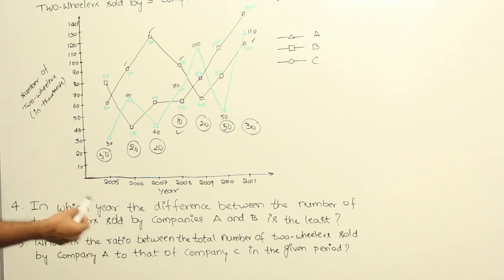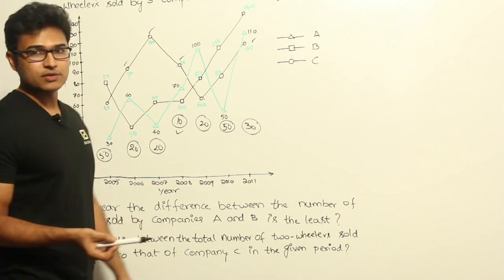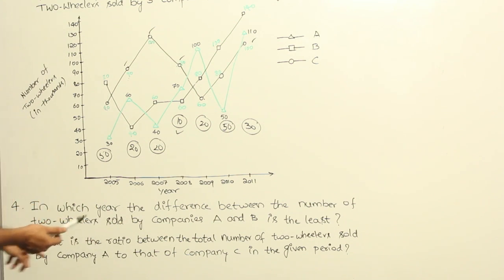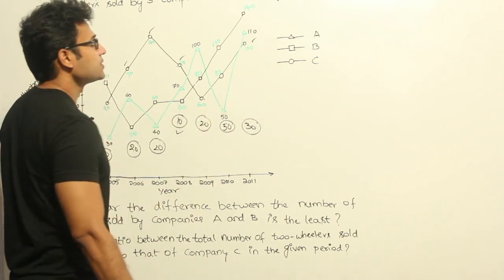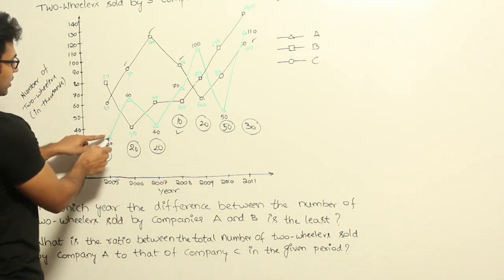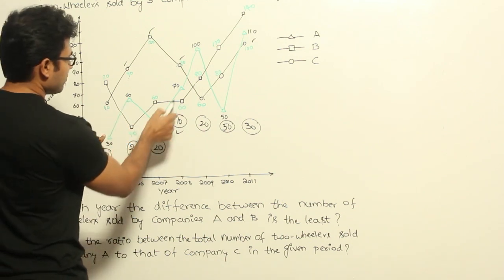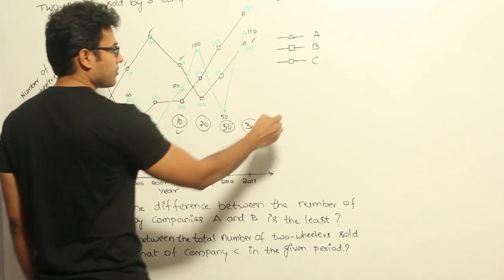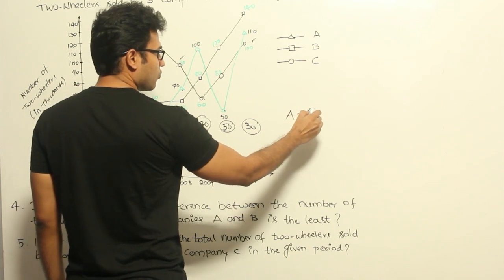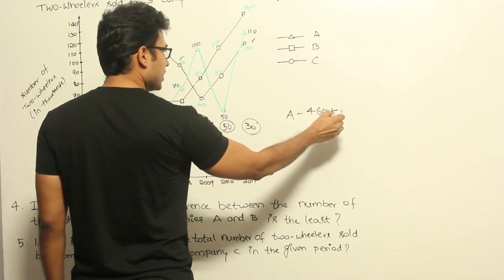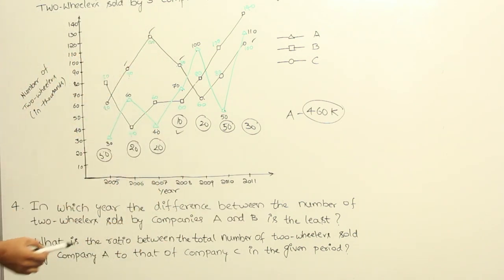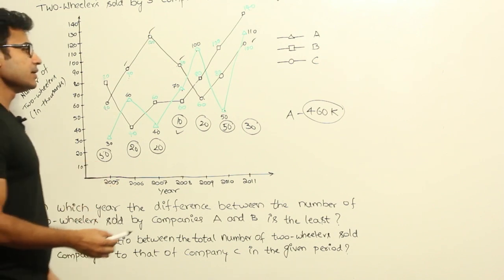Now we are supposed to find out the total number of two-wheelers sold by company A and the total number of two-wheelers sold by company C, and we are supposed to find out the ratio. Now company A is represented by this triangle. Therefore 30 plus 60 plus 40 plus 70 plus 100 plus 50 plus 110. If we add them all up, we are going to get 460. 460k is the total number of two-wheelers sold by company A over all the years.